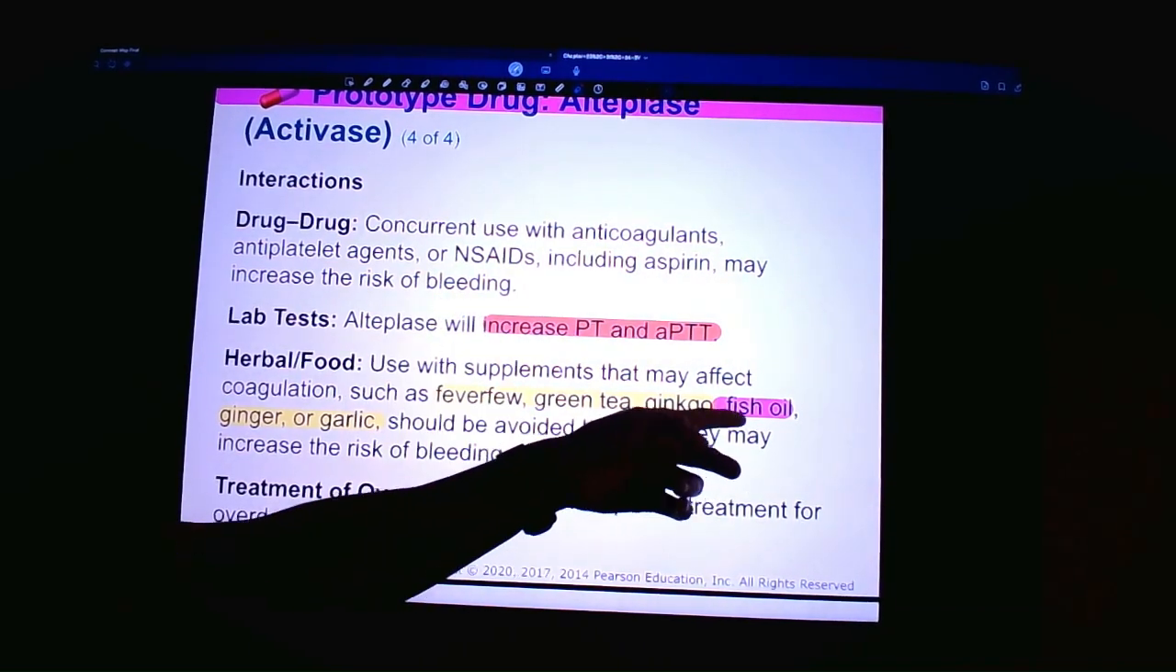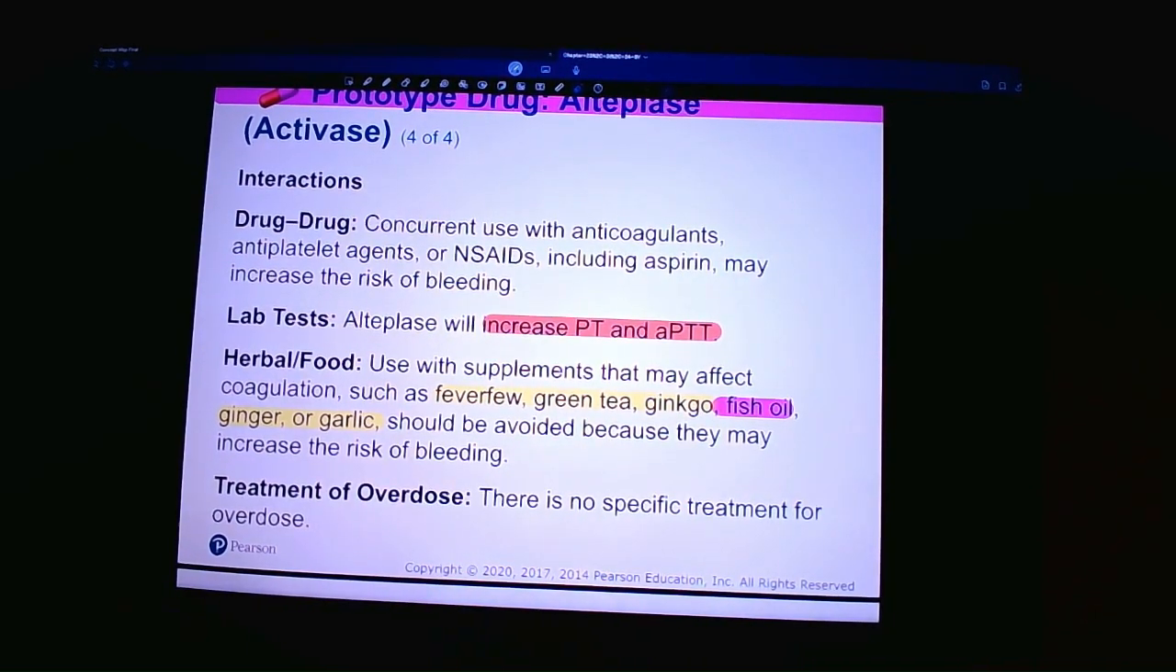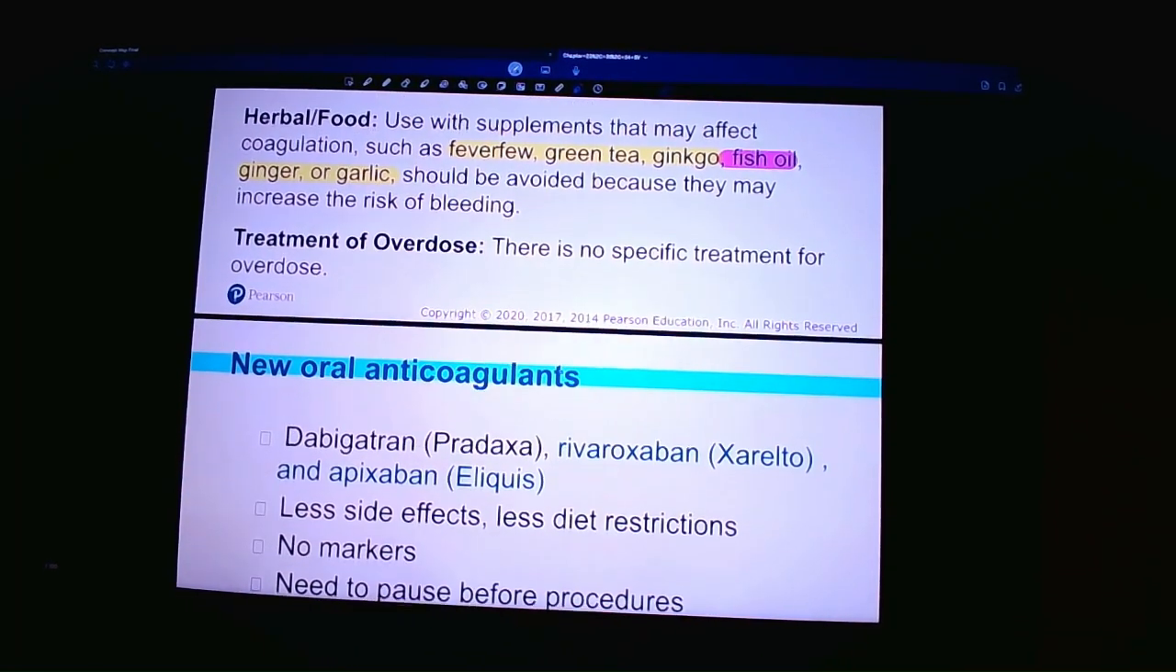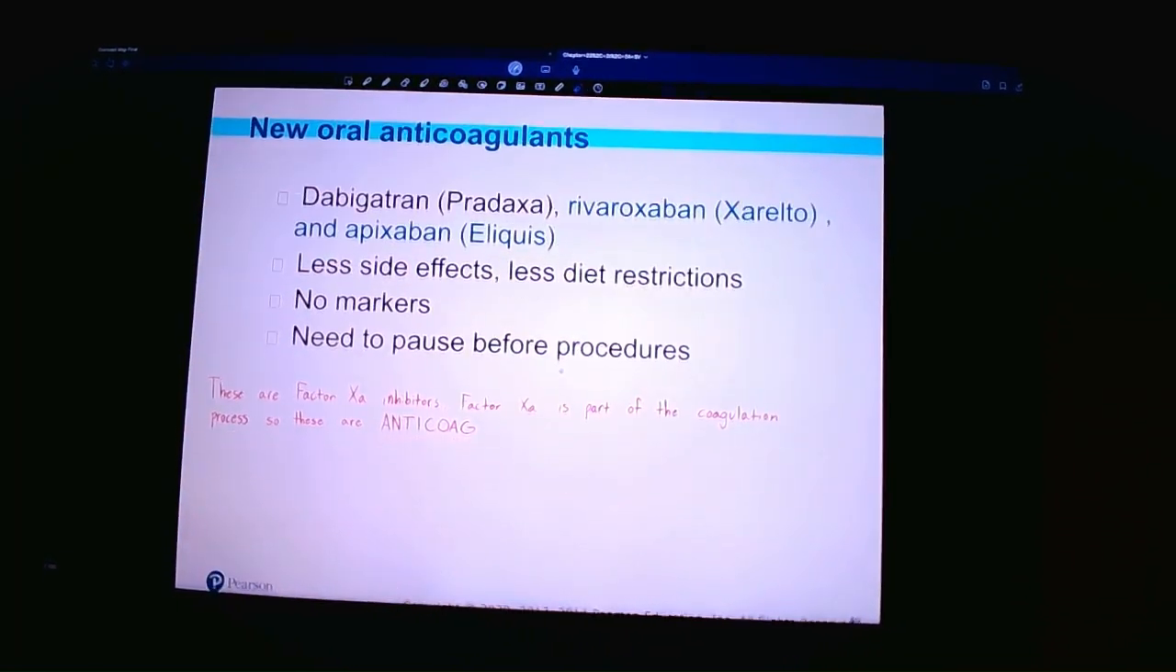And then here it is again. Feverfew, our 4Gs and fish oil. Where did we have fish oil? Plavix, our antiplatelet. That's it. There is no specific treatment for overdose. Just hopefully you don't bleed out. Just give a bunch of blood products, and that's it.